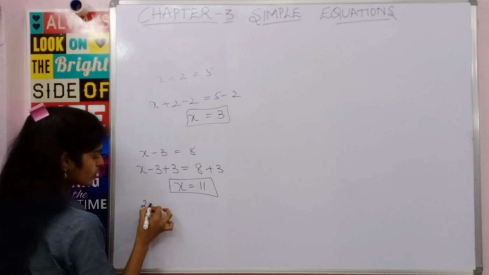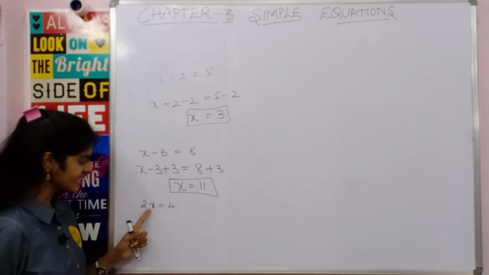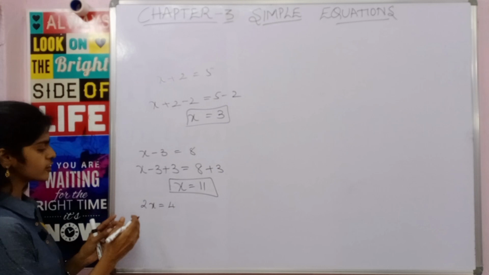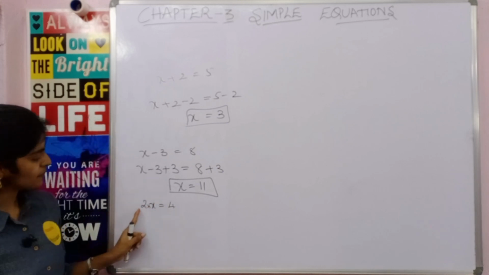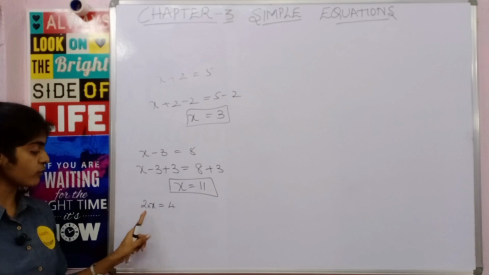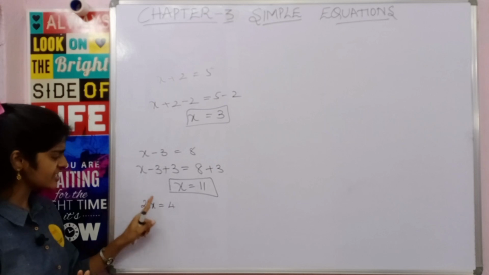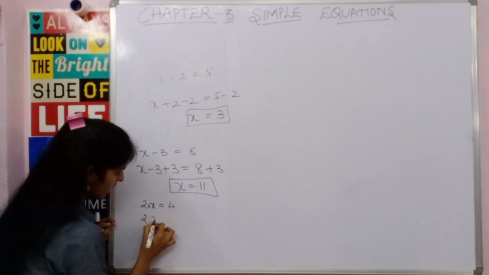Suppose you have 2x equal to 4. Now you can see here 2 into x, this is nothing but 2 into x. So 2 into x is 4. Now I have 2 multiplied by x, but I want only the value of x. So what if I divide this LHS by 2, will I get the value of x? Yes, I will. See, 2x by 2.